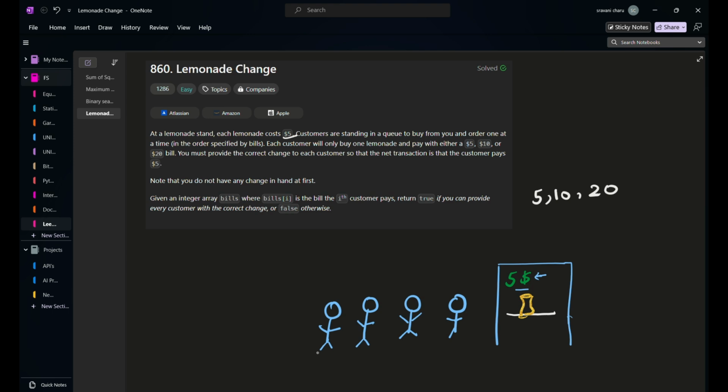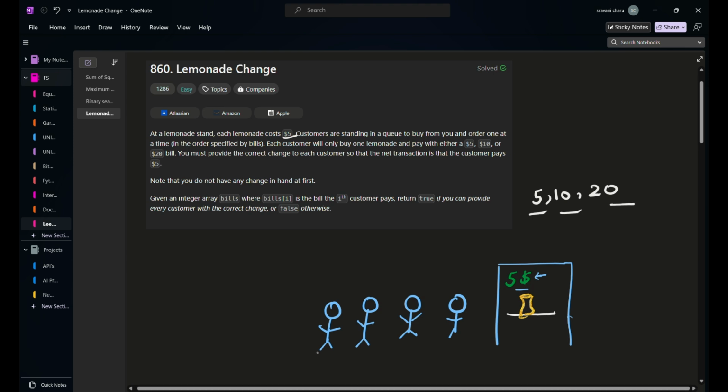And there's a queue of people who are waiting to buy the lemonade, and then they can pay in terms of either $5 bills, $10 bills, or $20 bills. We are also given that we do not have any change in the first hand. So it means that when we start off, there's no cash in the counter. We start off as fresh.